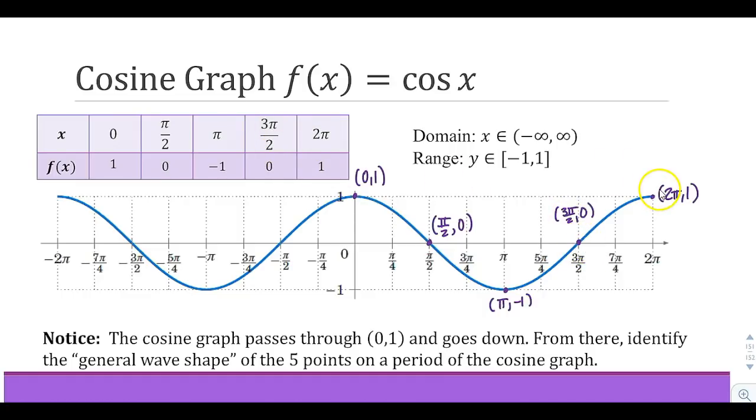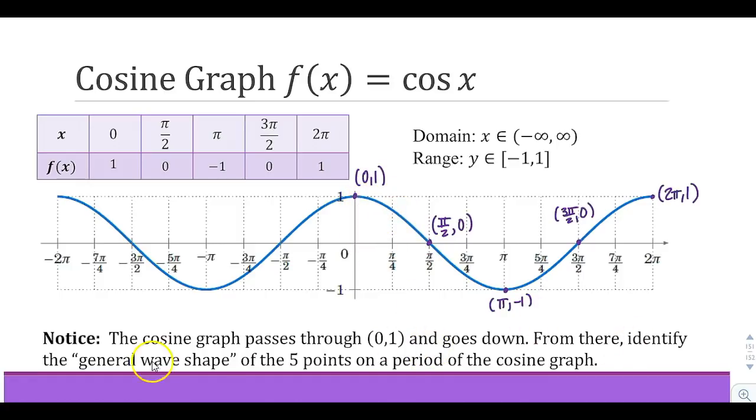and then 2 pi, 1. So the domain, just like the sine function, is all real numbers, so this graph is going to repeat over and over again. And the range is the same as well. From -1 to 1, those y values are going to extend. So the difference here, if you notice, the cosine graph passes through 0, 1 and starts going down.